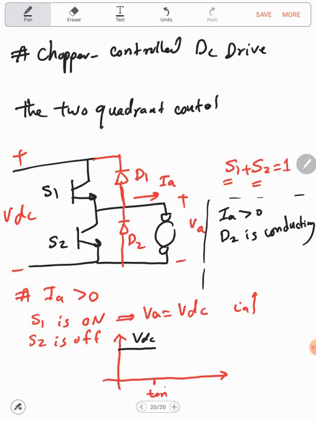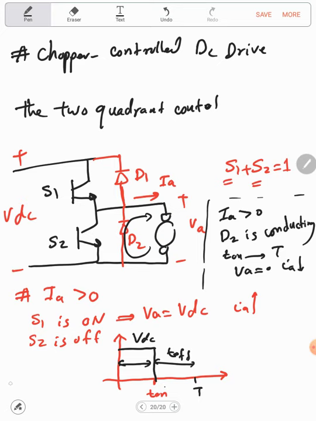Which means that it's freewheeling. The current is freewheeled via the diode, and this is from T on to the period, the chopping period. So in this case, VA will equal 0 and IA will start to decrease. So if this here is T, from here to here is T on, and from here to here is T off, and we know that T equals T on plus T off.